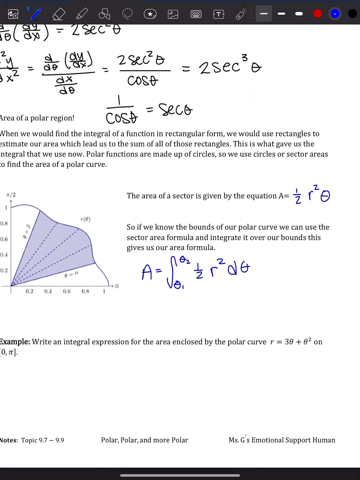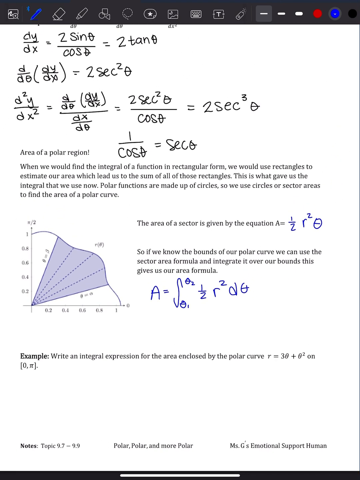So this first problem: write an integral expression for the area enclosed by the polar curve of r equals 3 theta plus theta squared on the interval from 0 to pi. This one's not too bad because it gives us r, it gives us theta 1 and theta 2. We just need to put it into an integral.